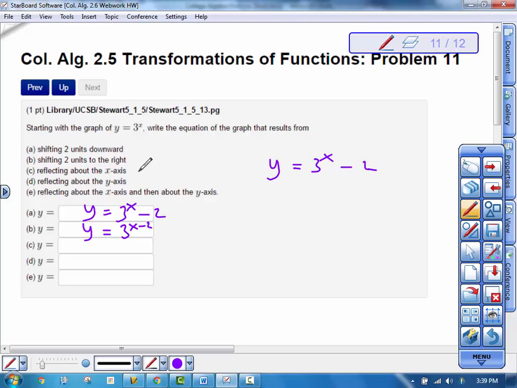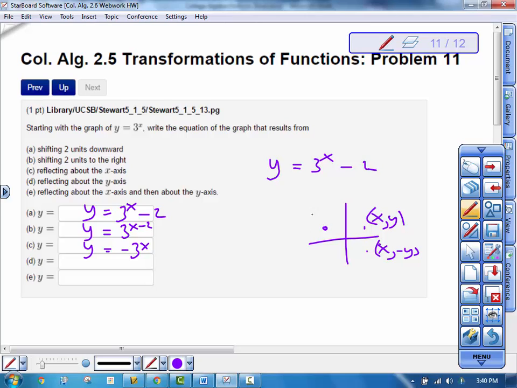Okay, and the next one, reflecting about the x-axis. Keep in mind when you reflect about the x-axis, you're changing the sign on y because it's the point x, y, and this is the point x, negative y. So you need to flip the sign on y, which you can move over to the right side as y equals negative 3 to the x.